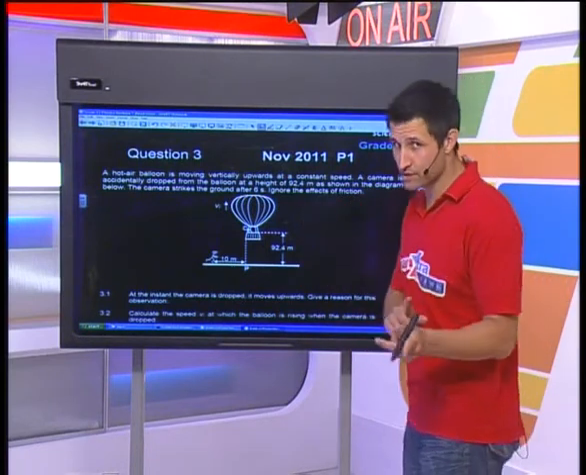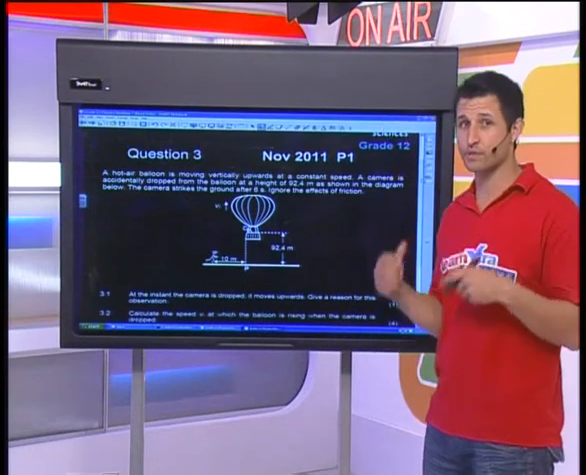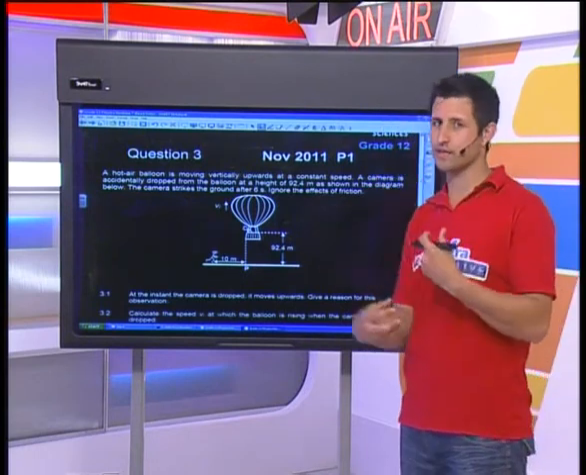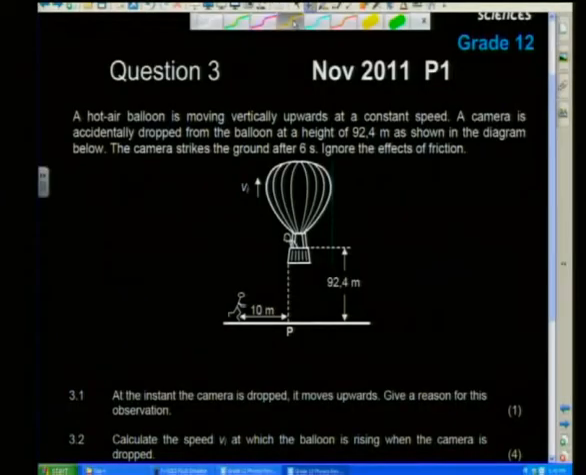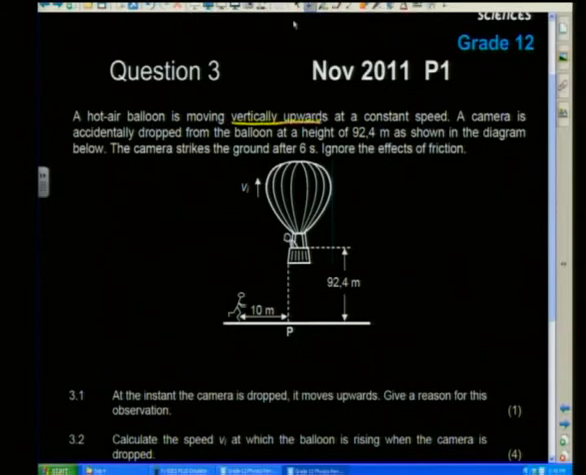Okay. So now watch carefully. The reason that they like it so much is because there's this problem in the thinking that people have got. So now the classic question goes as such. I've got a hot air balloon moving vertically upwards, okay, at a constant speed. Now that's pretty important as well. So it's moving upwards with a constant speed. A camera is accidentally dropped from the balloon. Okay, now this is where people really fall apart.